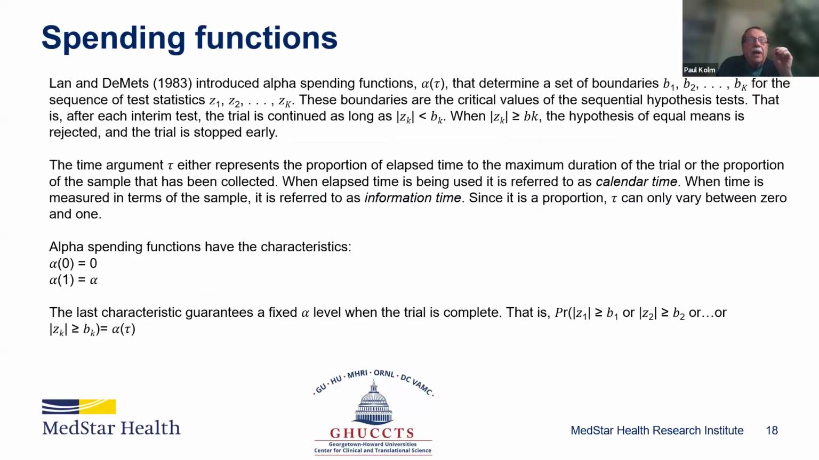The spending functions have been around for quite a while. The idea, though, is that if at any one look our alpha level crosses the boundary at that given time point or number of patients, then we're going to stop the trial early for superiority. And basically, the important concept here is that the alpha spending functions are going to all add up to about 0.05.